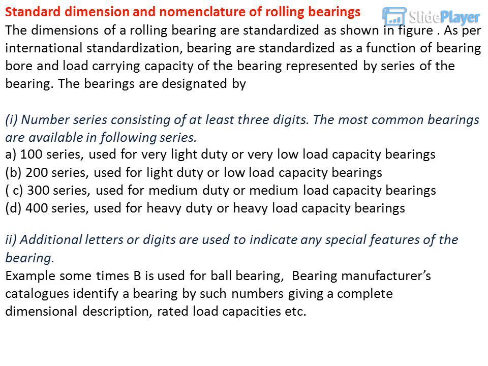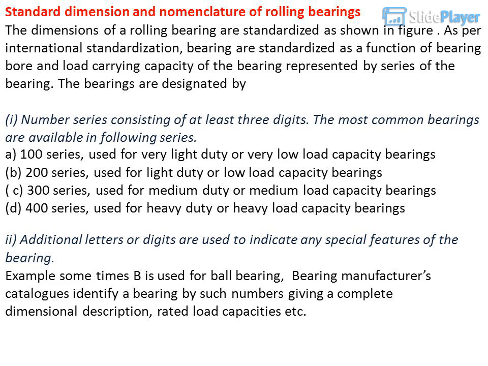Standard dimension and nomenclature of rolling bearings. The dimensions of the rolling bearing are standardized as shown in the figure. As per international standardization, bearings are standardized as a function of bearing bore and load carrying capacity of the bearing, represented by series of the bearing. 1. The bearings are designated by a number series consisting of at least 3 digits. The most common bearings are available in the following series.